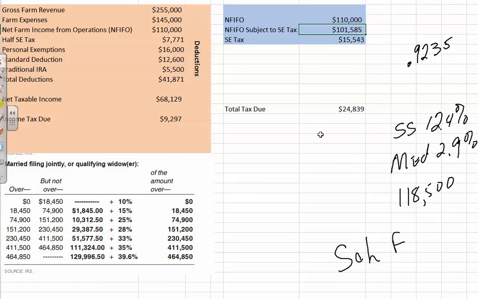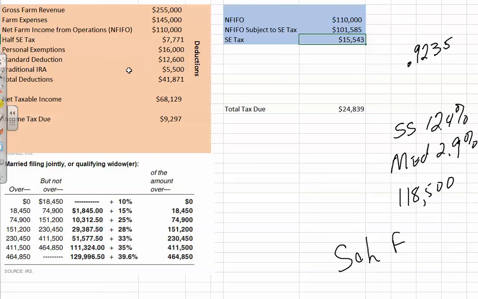Now, we covered that in class, so make sure you understand. You pay Social Security up to 118.5, but you pay Medicare on everything. So this little template does that arithmetic for you, and that would be the amount of self-employment tax. Now we're going to use SE for self-employment, so that's the self-employment tax.